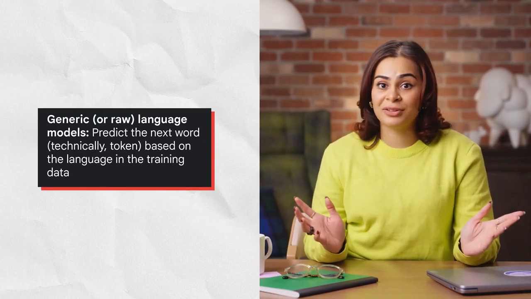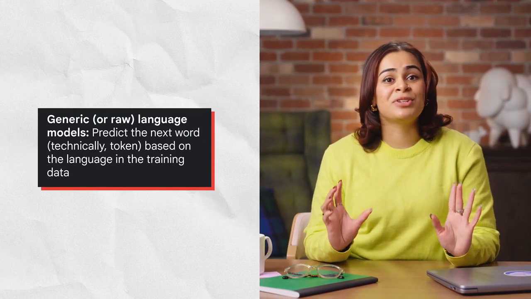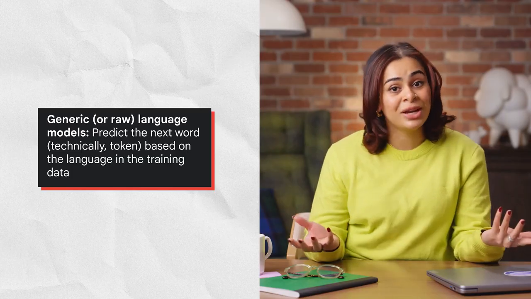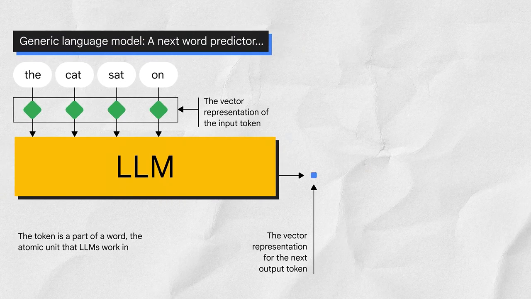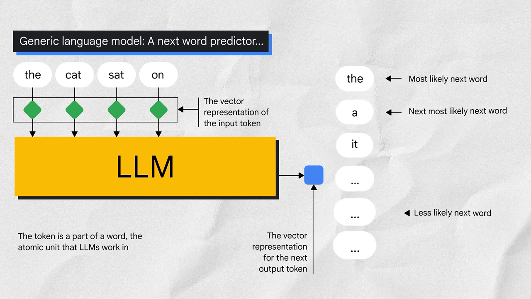There are 3 kinds of large language models: generic language models, instruction-tuned, and dialogue-tuned. Each needs prompting in a different way. Let's start with generic language models. Generic language models predict the next word based on the language in the training data. Here is a generic language model. In this example, the cat sat on. The next word should be the, and you can see that the is most likely the next word. Think of this model type as an autocomplete in search.